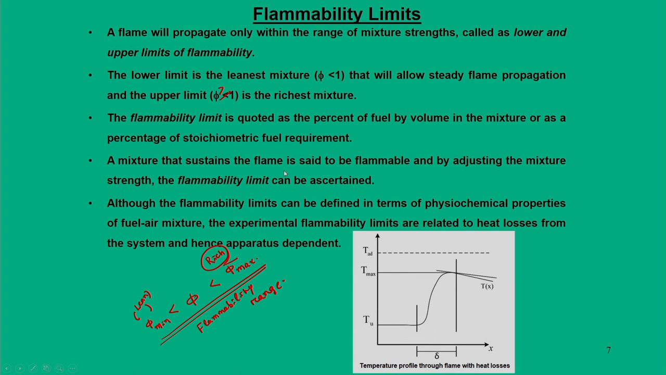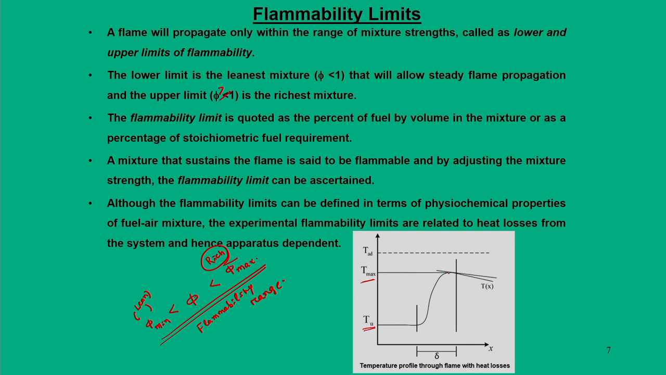So, the mixture that sustains the flame is said to be flammable, and by adjusting the mixture strength, the flammability limit can be ascertained. Now, although the flammability limit can be defined in terms of physicochemical properties of fuel air mixtures, the experimental flammability limits are related to heat loss from the system and are apparatus dependent. Here we look at this figure, which shows the temperature profile with heat loss. The adiabatic flame temperature is a mathematical estimation which remains constant irrespective of x, but actually the flame does not reach this point. TU is the unburnt mixture temperature, and after the combustion happens, it reaches the maximum temperature, called T max.